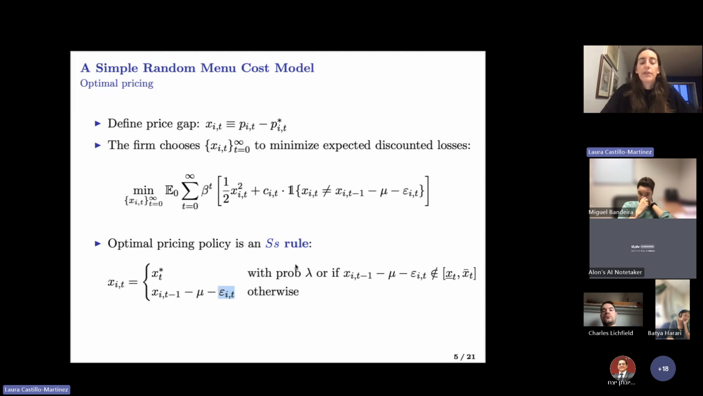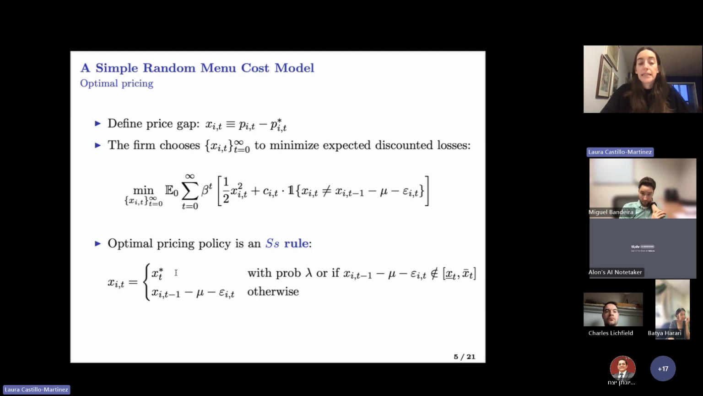So this is kind of the summary of what we need for the model that we're going to be working with. We want to have an optimal pricing rule where there's some probability of adjustment and you set a new optimal pricing gap. And there's some complementary probability of not adjusting, where you're just going to let the price drift.